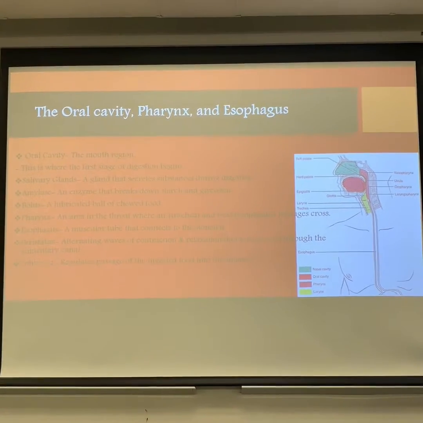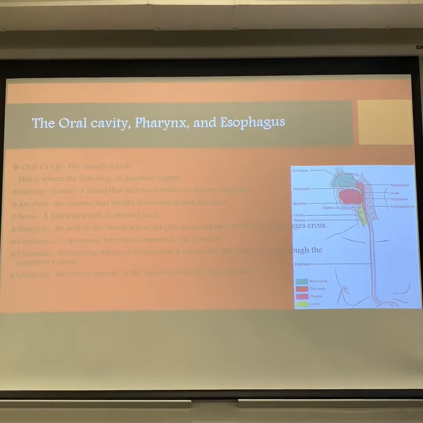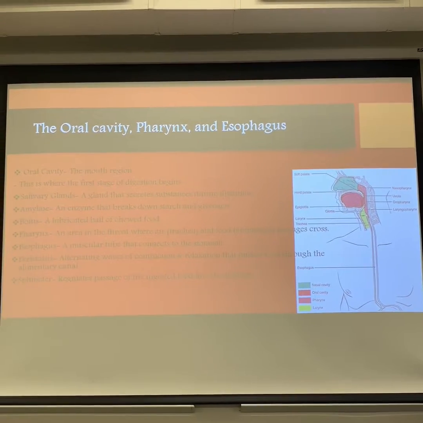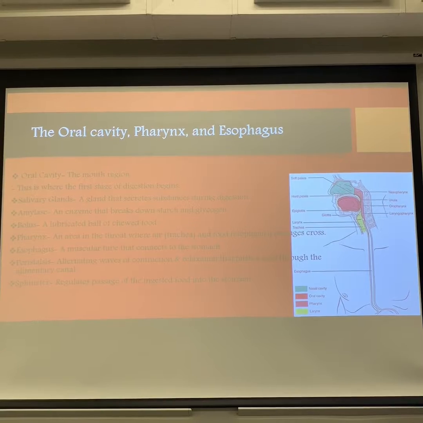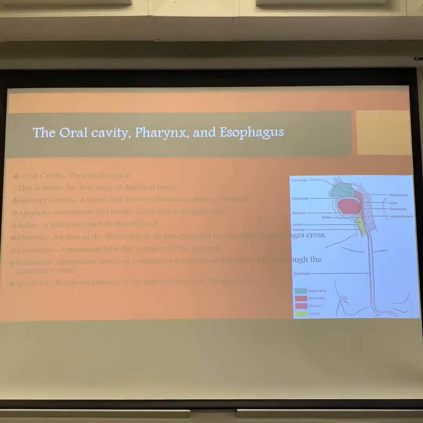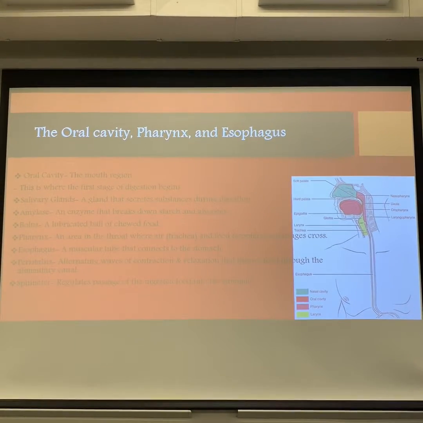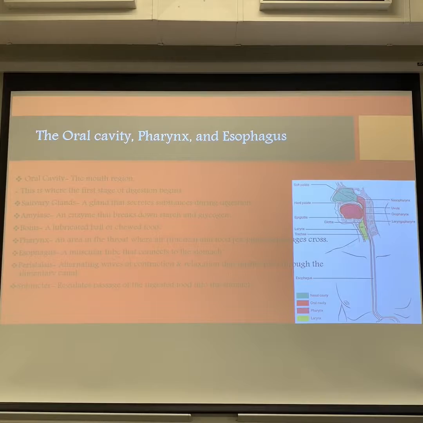The esophagus is a muscular tube that connects to the stomach. The trachea is your windpipe, so it leads to your lungs. Every time a person swallows, there is a flap of cartilage that covers the vocal cords. If you're swallowing incorrectly, this can cause a blockage, which will result in choking, which can be fatal.